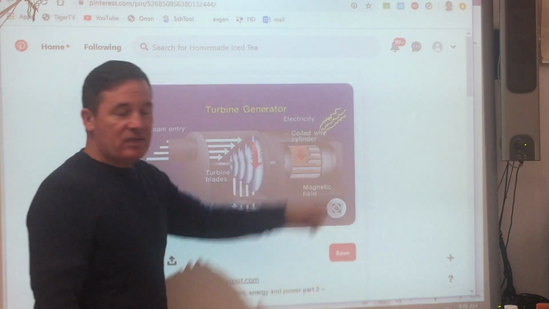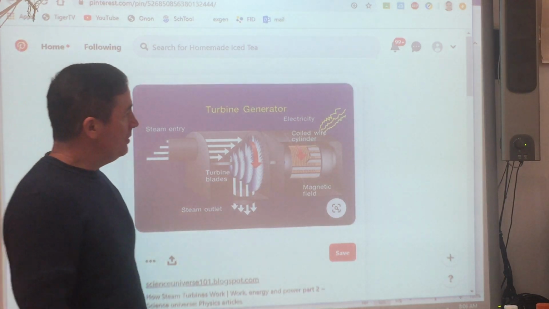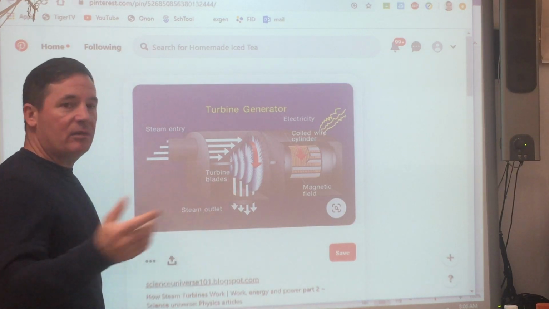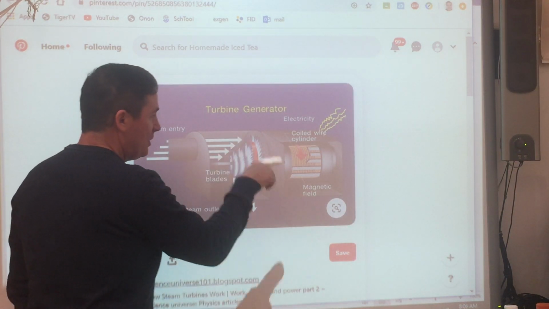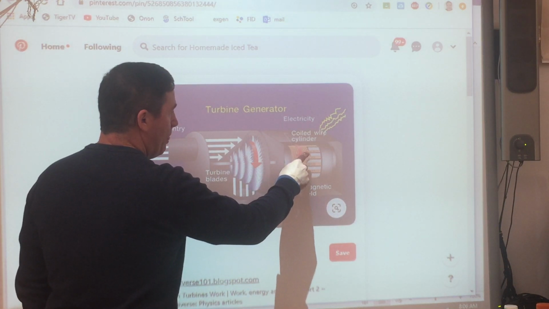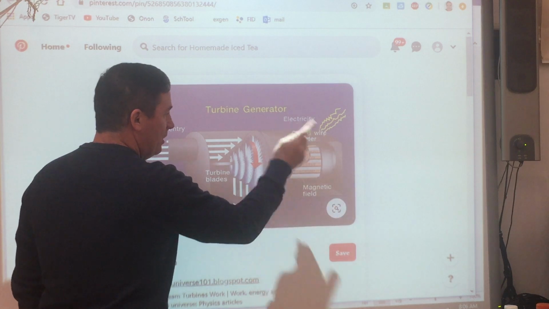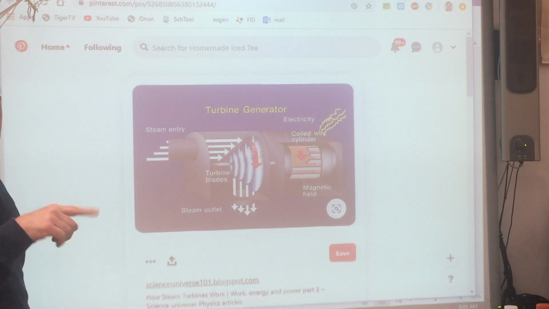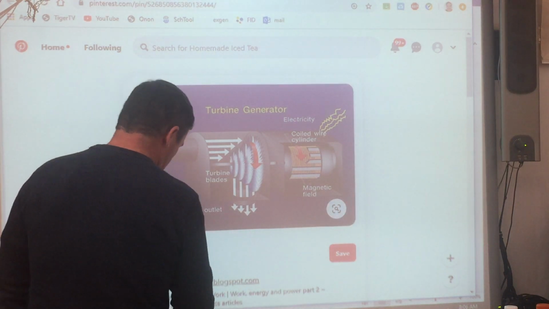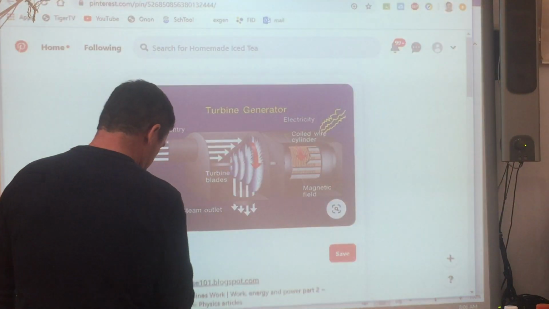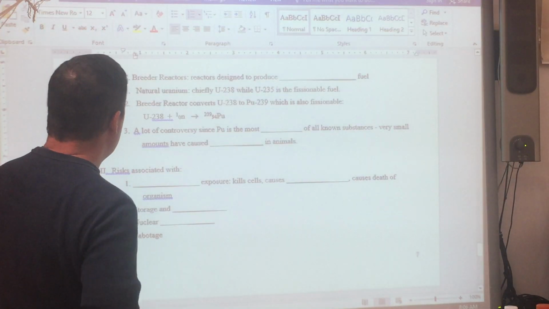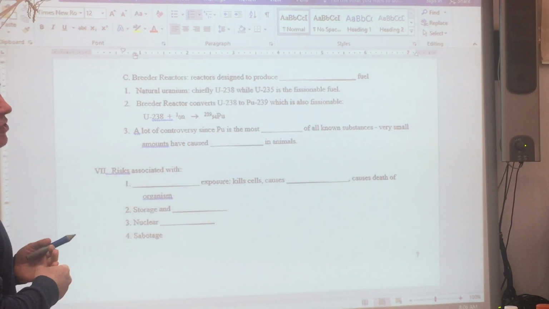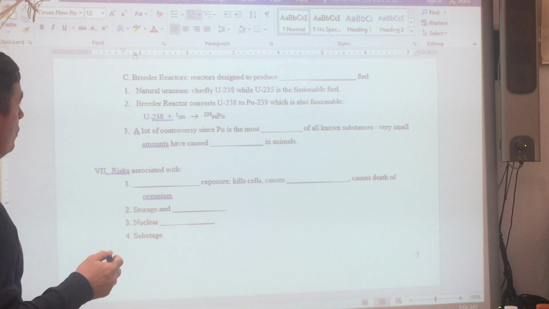That electricity is then sent to the power plant, okay, and then sent to you and me. All right, so that is a turbine generator. That can be through water, it can be through wind. It's the same idea. Something spins, so we have copper wire that's spinning compared to a stationary magnetic field, and that causes electricity to be generated. Okay, so that is how electricity is generated in a nuclear reactor.